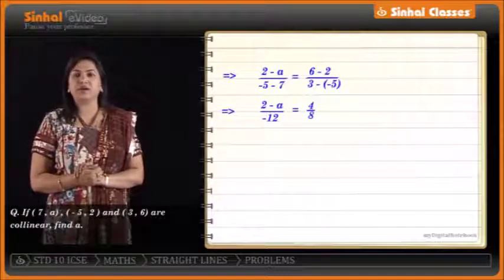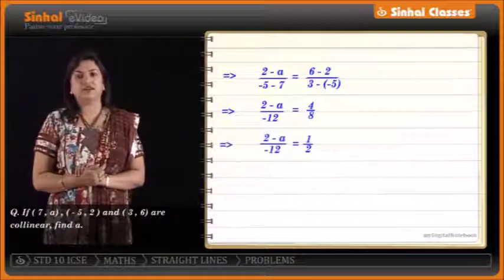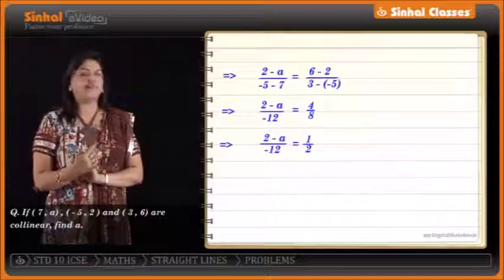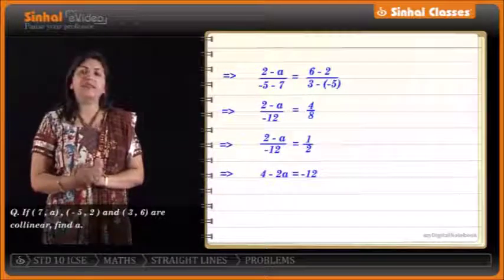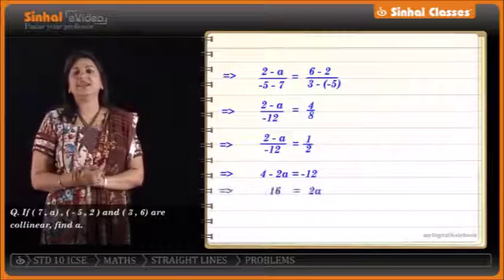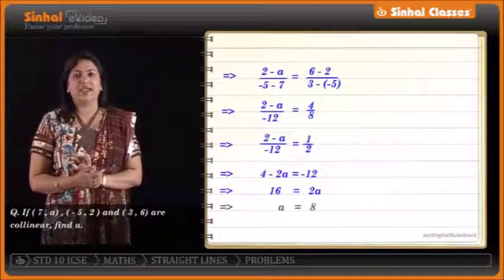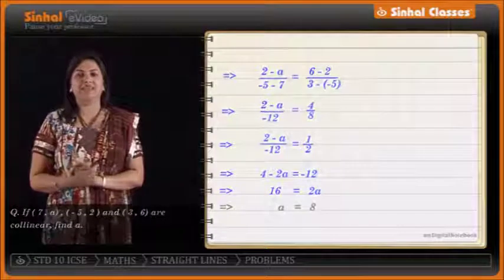So we get the equation as (2 minus a) upon -12 is equal to half. Now cross multiply. We have 4 minus 2a is equal to -12. That is, 16 is equal to 2a. So a is equal to 8. So we have got the value of a as 8.